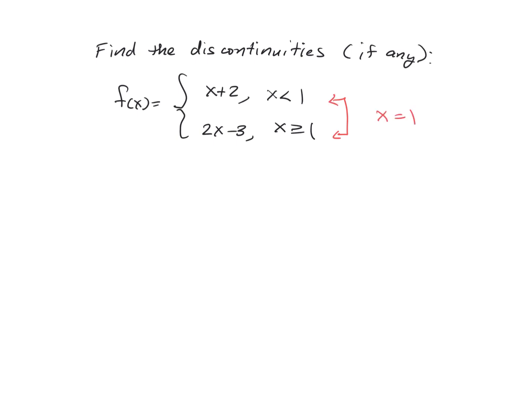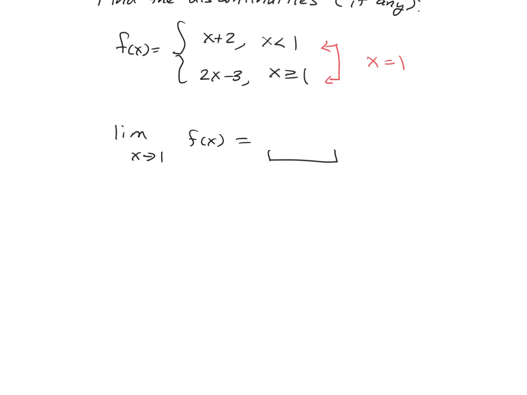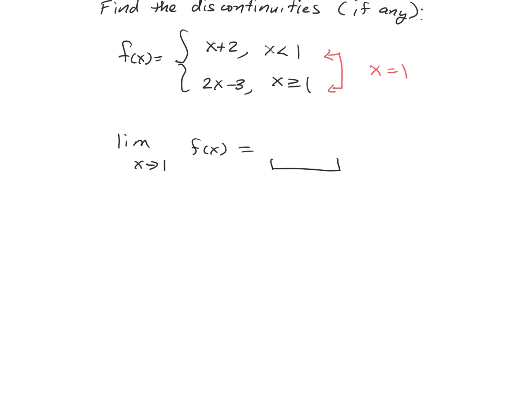So to do this, we're going to need to find the limit. And so to find this limit, we're going to have to take a look at the left and the right limits for this function. So let's first focus on the left limit. That's the limit as x approaches 1 from the left of our function.